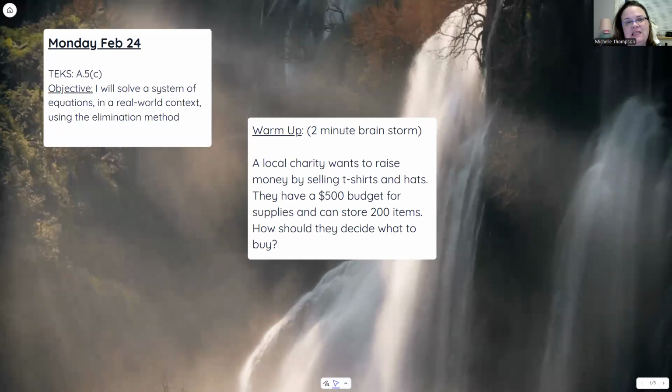My name is Michelle Thompson, and this is my demonstration of my lesson on solving systems of two linear equations using the elimination method. Now, this is typically an Algebra 1 TEK lesson, which I would have taught in Algebra 1.